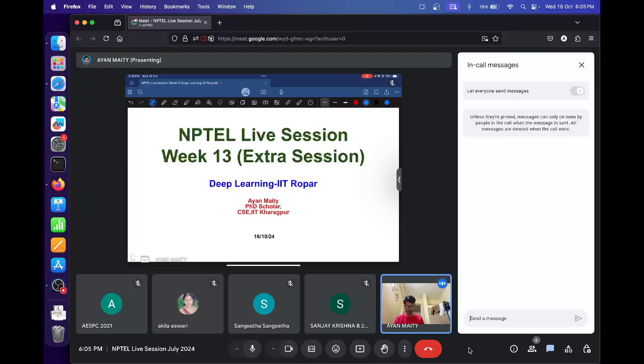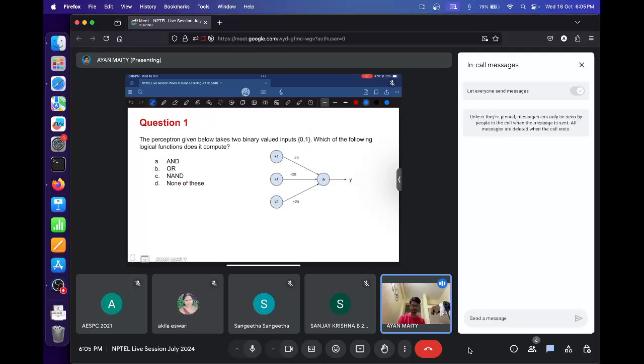This is the first question. The perceptron given below takes two binary valued inputs, so values are between 0 and 1. These are the two binary valued inputs, x1 and x2. And this plus 1 gives the bias of -10. Which of the following logical functions does it compute? y is the output. There are four options: AND, OR, NAND, none of these. You can write your answers in the chat.